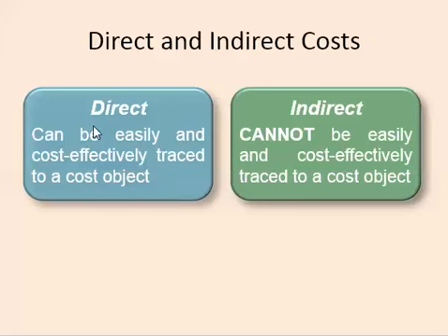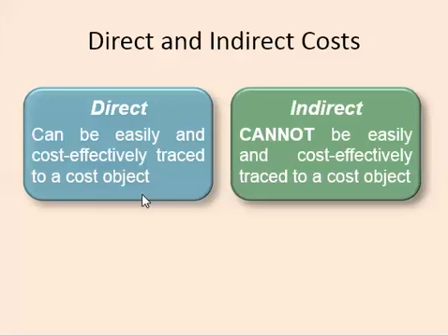So there's two primary types of costs that we can have. One is called a direct cost, the other is called an indirect cost. Now, a direct cost can be easily associated and cost effectively traced to a cost object. Now, you may be wondering, what exactly is a cost object? It's going to be anything for which managers need a separate breakdown of its component costs. So some examples of cost objects may be a product or a department or a sales territory or any type of activity. And if we're talking about manufacturing, we're usually talking about a product, a specific product.